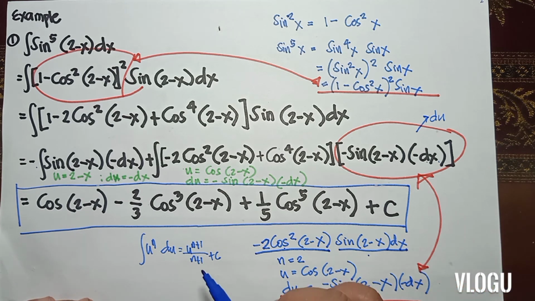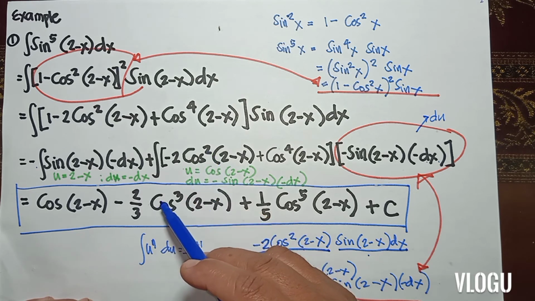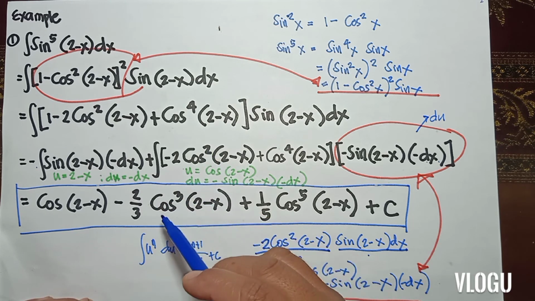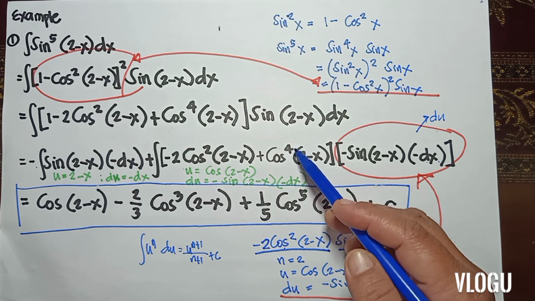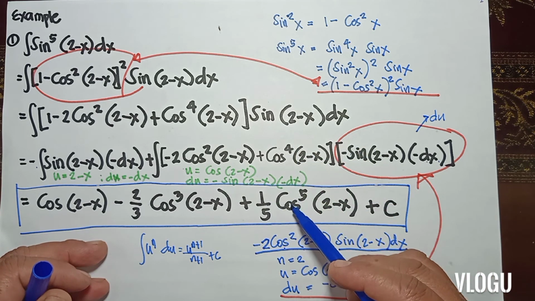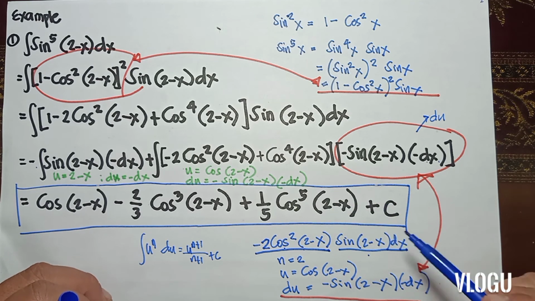So you proceed to u to the n plus 1 over n plus 1. That's the reason you will have 2 cosine cubed (2 minus x) over 3, since 2 plus 1 is 3, plus cosine to the fifth over 5, since 4 plus 1 is 5, of (2 minus x), plus c. So that is now the final answer.